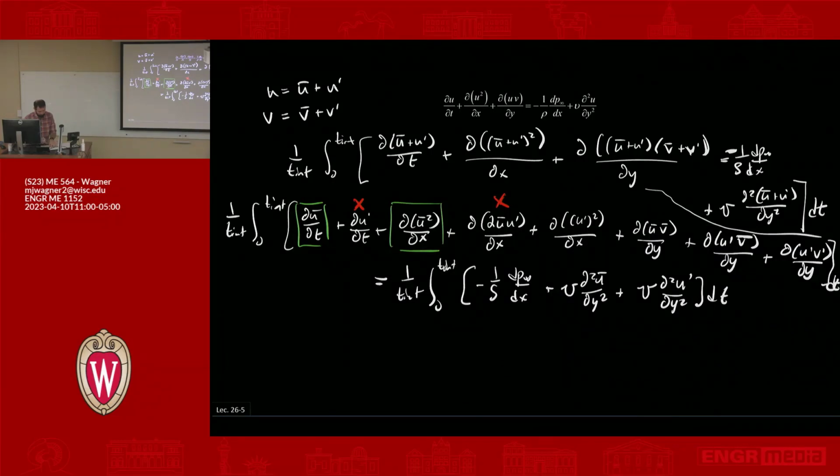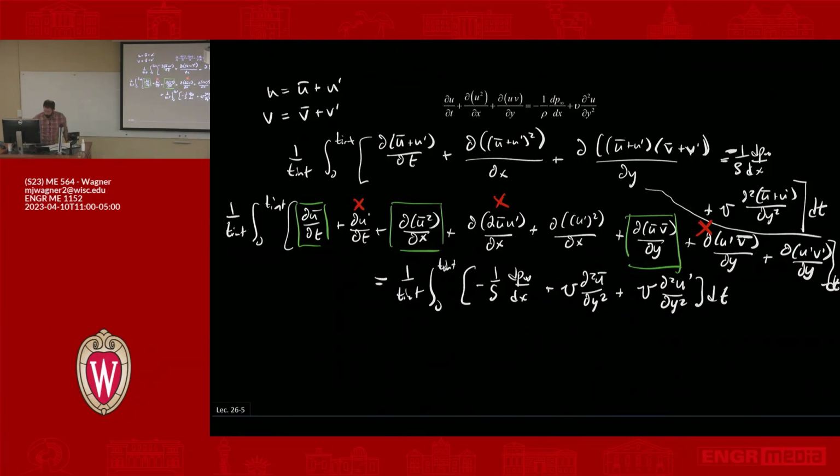Partial of u prime squared. Let's come back to that one. The next one, partial of u bar v bar dy. That sticks around, this one here. And we have other ones. You kind of get the idea, but we have u prime times v. This one goes away. We have u prime times v prime. Let's see, u bar v prime. Did I miss one here?